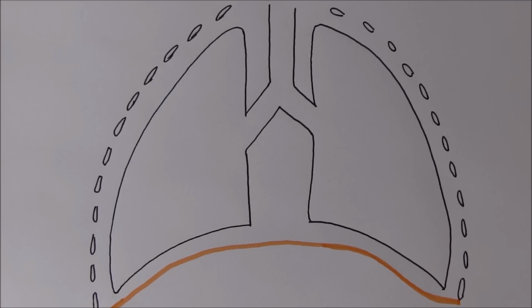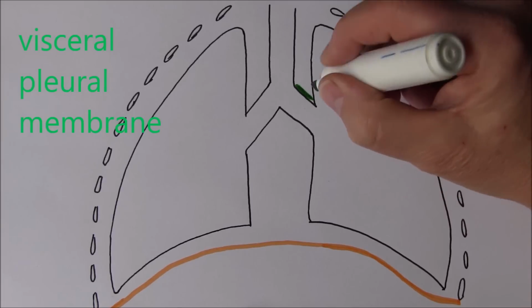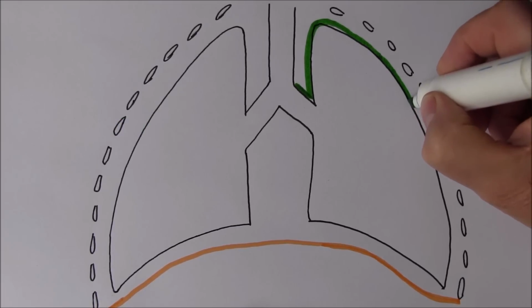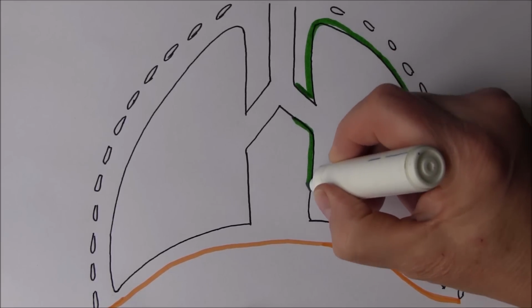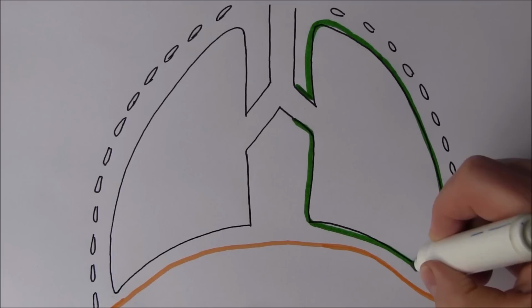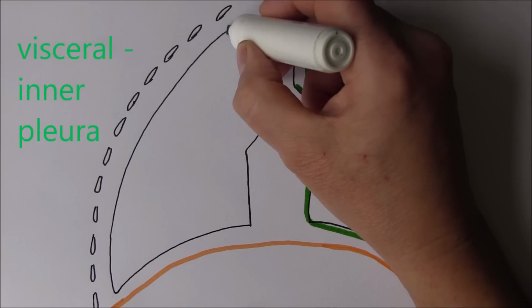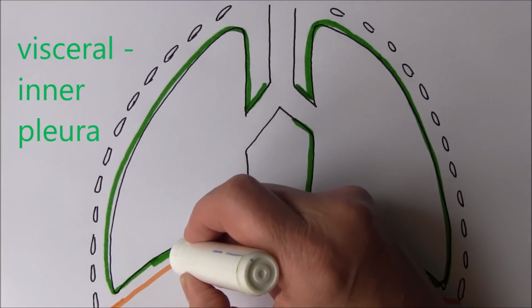Now I want to put on the pleural membranes. Now there's two pleural membranes. The visceral, I'm going to draw in green in this video, so anything green is going to be visceral. So here's the visceral pleural membrane around here, adherent to the surface of the lung. The visceral pleural membrane, and of course around the surface of each lung.